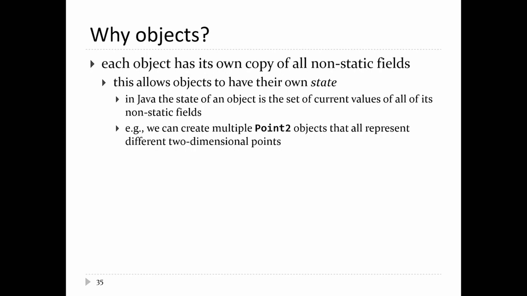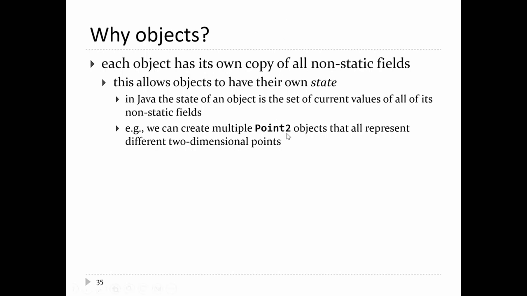When you're using objects, typically you want many objects of the same type. Every object is allowed to have its own copy of all of its non-static fields. In other words, an object is allowed to have variables, and those variables are independent of every other object. So what does that mean? It means every object can have its own state. In other words, every object can represent its own individual or unique thing. In Java, we say that the state of an object is just the set of current values of all of its fields.